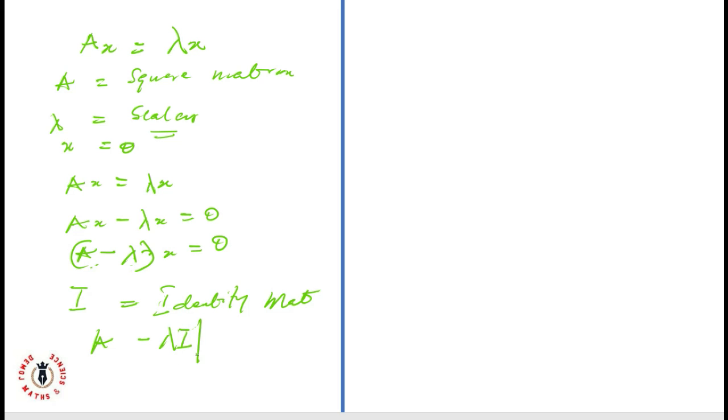Now, the determinant of A minus lambda I into x is equal to 0. Obviously, the determinant of A minus lambda I will be equal to 0. This is called a characteristic equation.